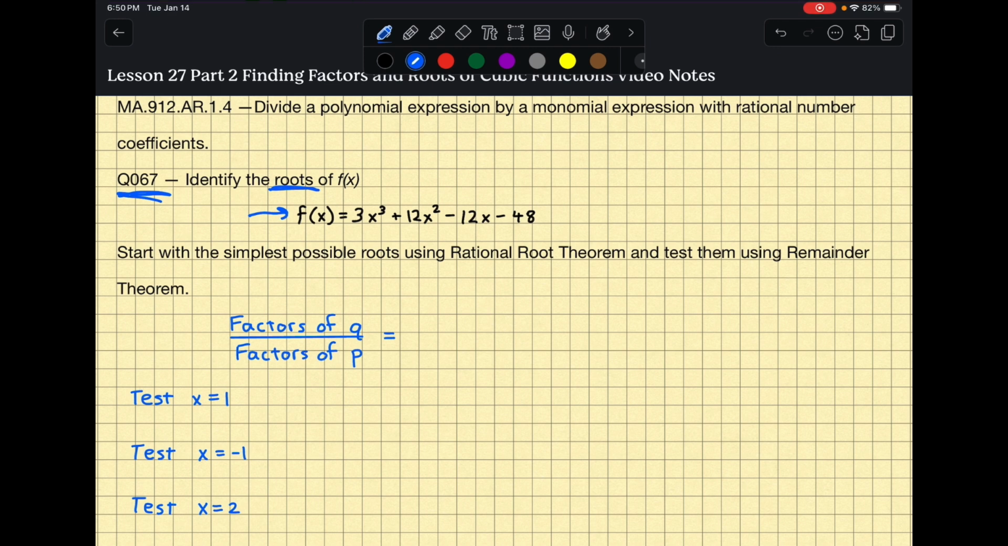But anyway, jumping right into it. We want to find the roots of this polynomial, and that involves some trial and error. We've got to essentially take a guess as to what one of the roots is, test it, and see if it's a root. If it's not, move on to the next one. We're going to use rational root theorem to help us figure out where we should start. So we start with the simplest roots using rational root theorem for this polynomial.